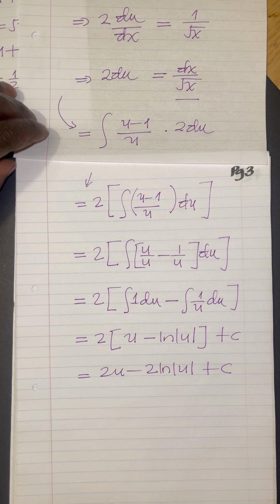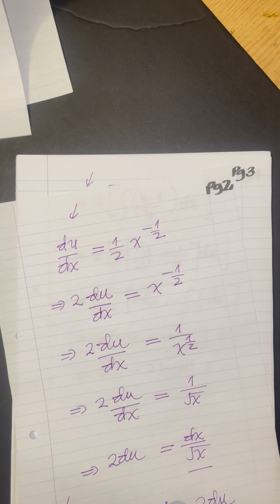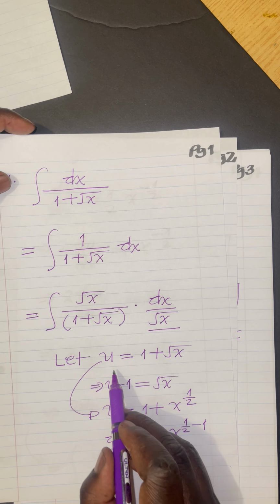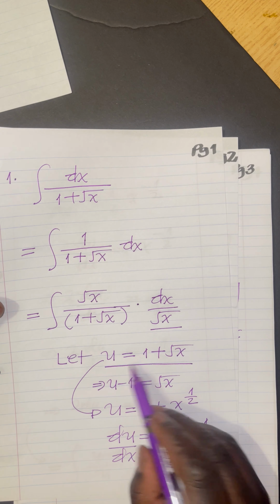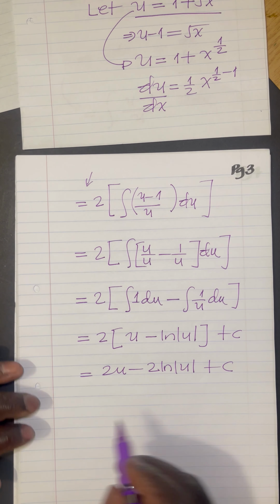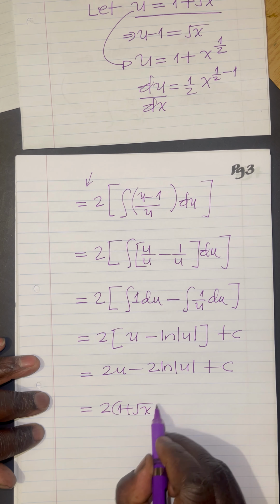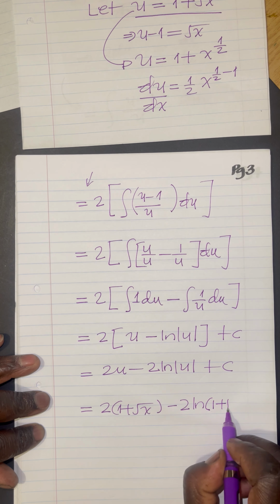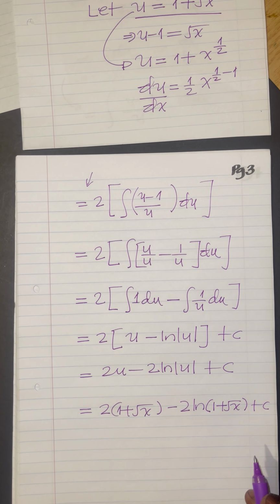But remember, our original variable is not u, our original variable is x. Where is the connection between the two? Here is the connection on our page 1. We're saying basically u equals 1 plus square root of x. So where I see u, I must put 1 plus square root of x. So this is going to be 2 times (1 plus square root of x) minus 2 natural log of, notice that now I don't need absolute values, 1 plus square root of x, and that's a positive square root, plus c. This will never be negative, remember.